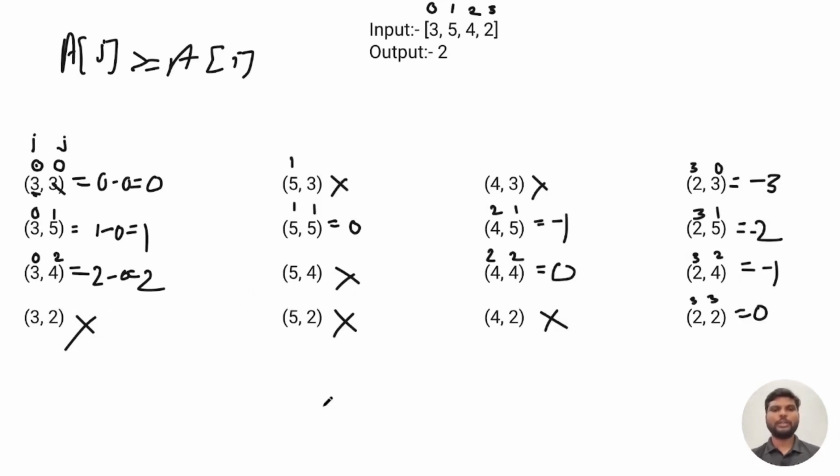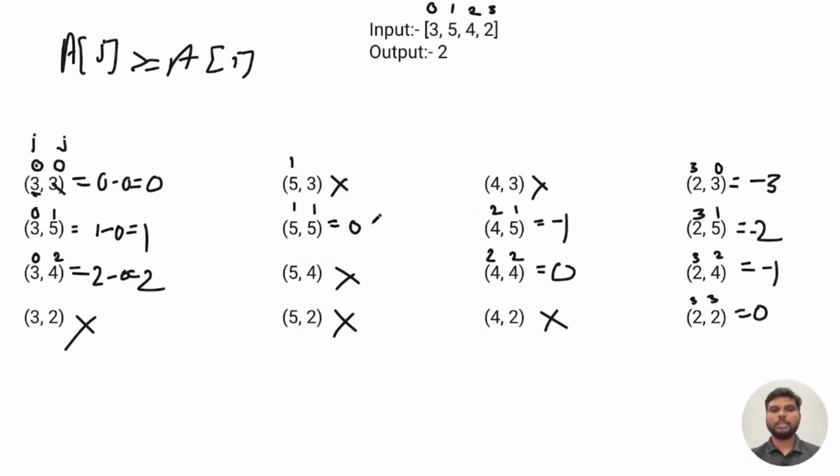So I have calculated the distance between pairs for all the elements in this array. Whichever pairs did not qualify because A of j was not greater than or equal to A of i, I have marked with a cross. 5 3 does not qualify, 5 4 doesn't qualify, 5 2, and so on and so forth, right?